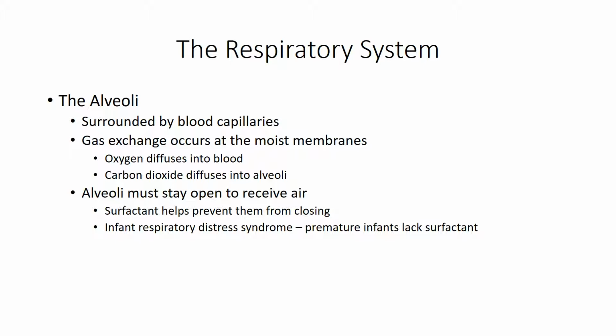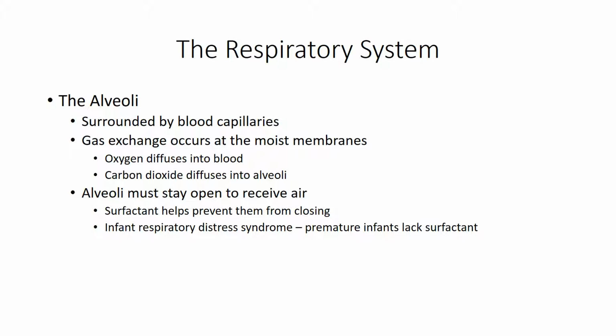Now, the alveoli, that's surrounded by all these blood capillaries, and you have gas exchange that happens. Oxygen's going to diffuse into the blood, and that's going to go across the alveolar and capillary walls. And then carbon dioxide is going to go into the alveoli, and it's going to diffuse across the walls. And that just makes it to where we can blow our air out.